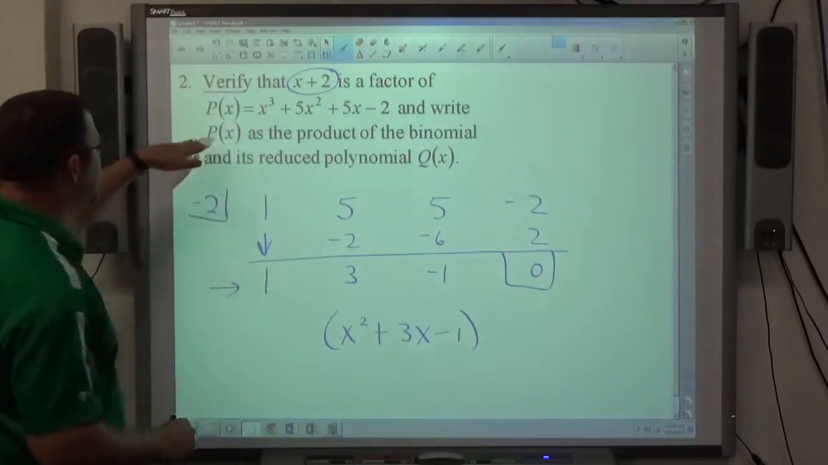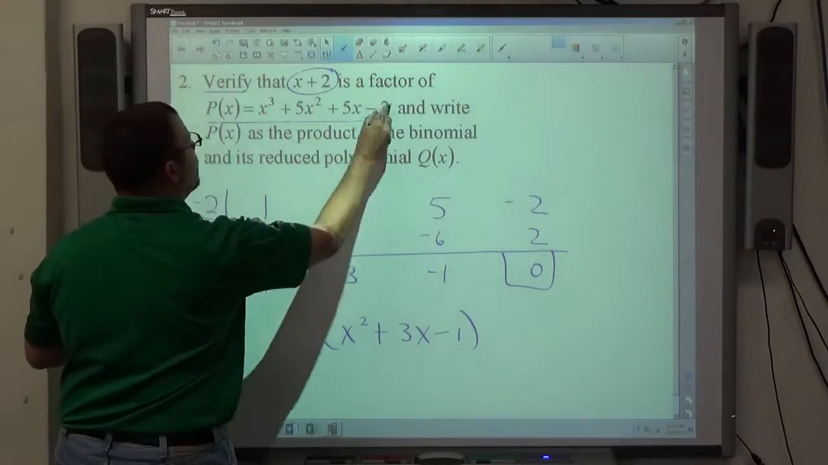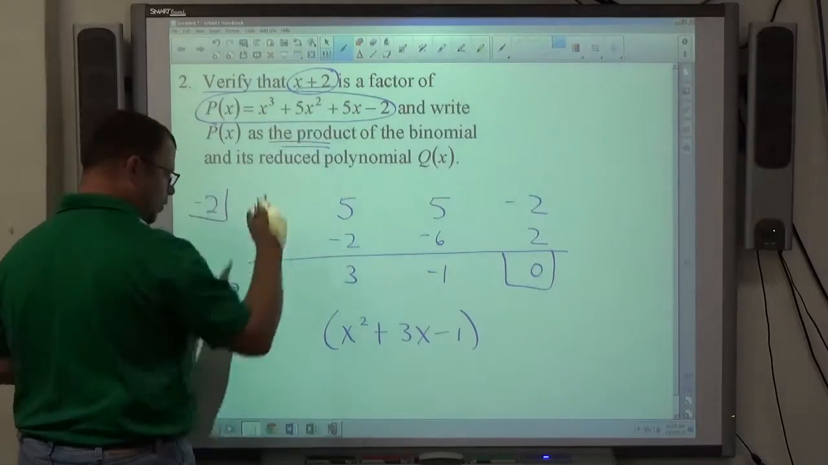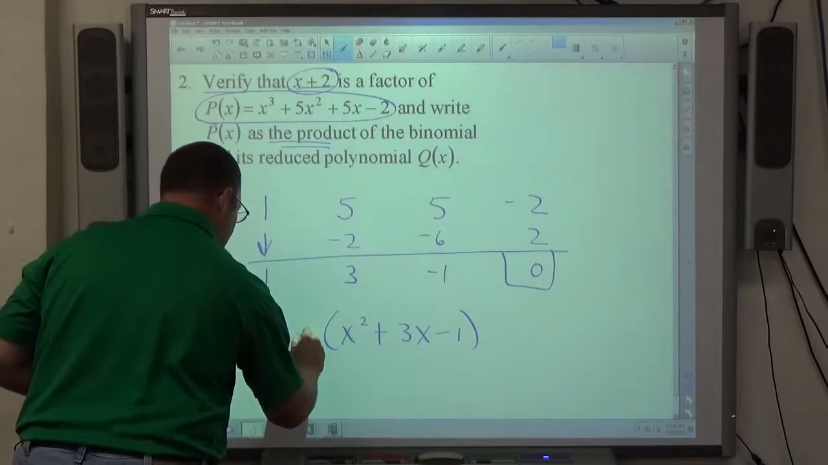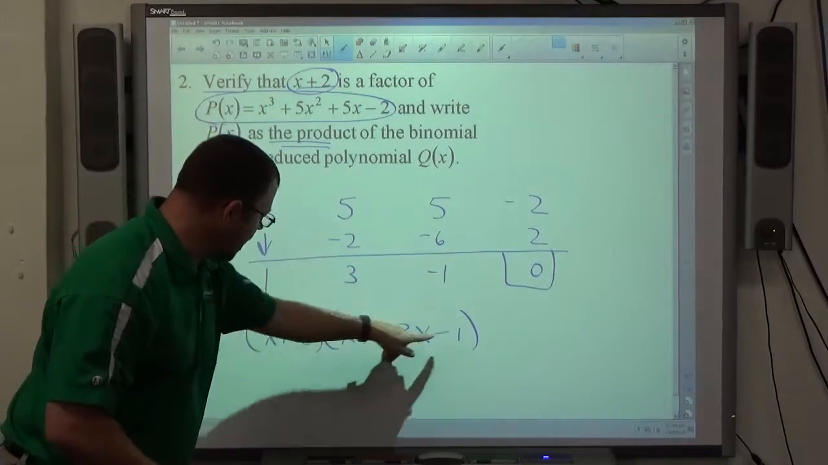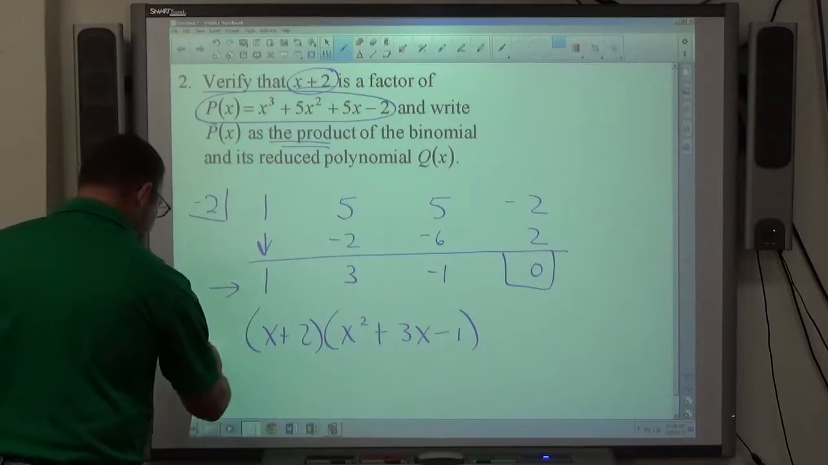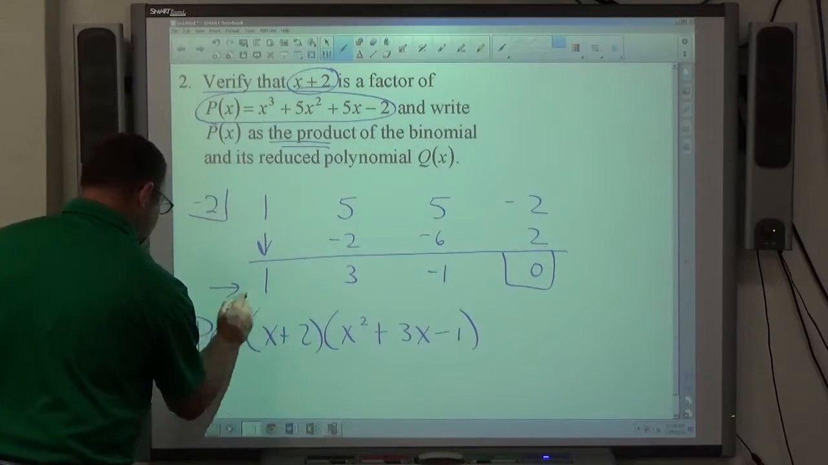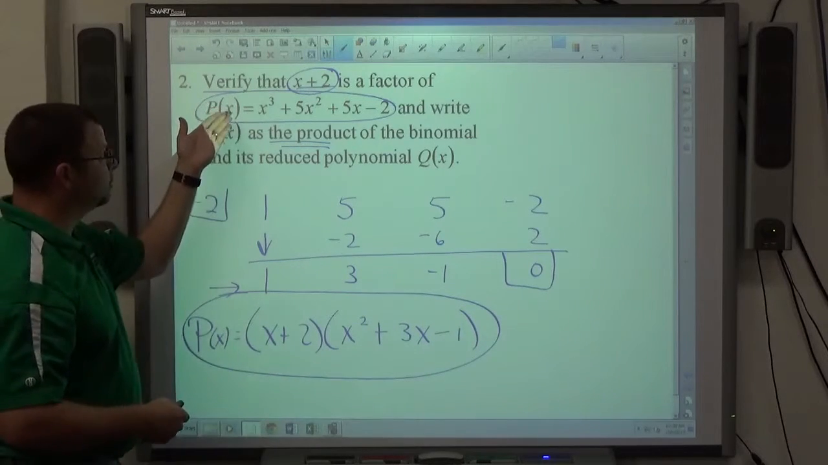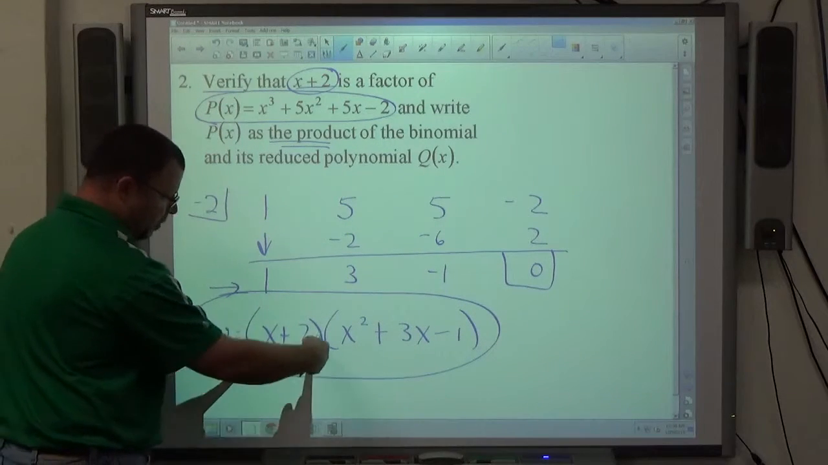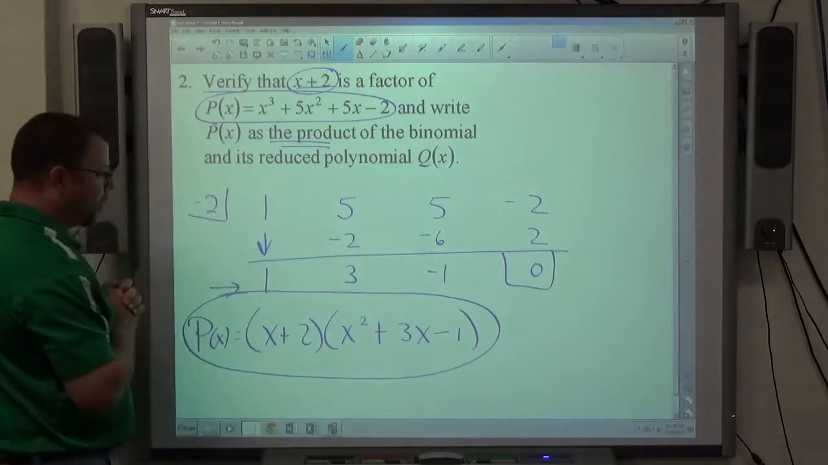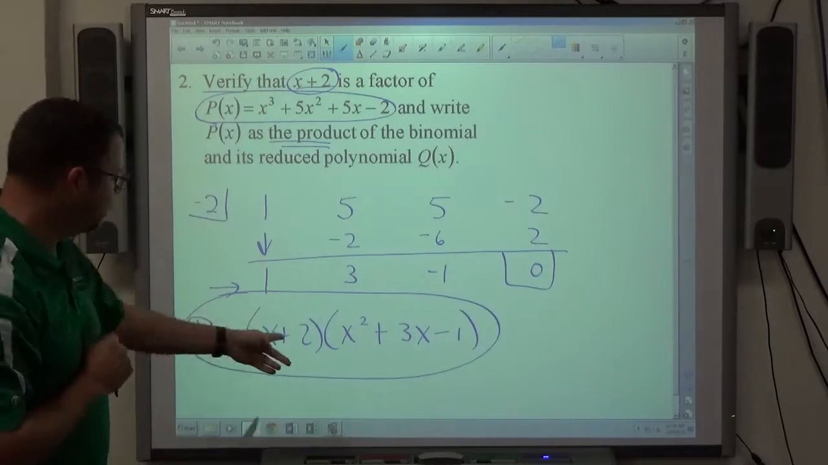They want us to write p of x, which is this expression, as the product of the binomial, which is x plus 2, and the reduced polynomial q of x, which is this here, x squared plus 3x minus 1. So p of x equals that. So you verify that it's a factor, and if it is a factor, x plus 2 is in the factored form, and what's left over when we divide by it is the other factor.